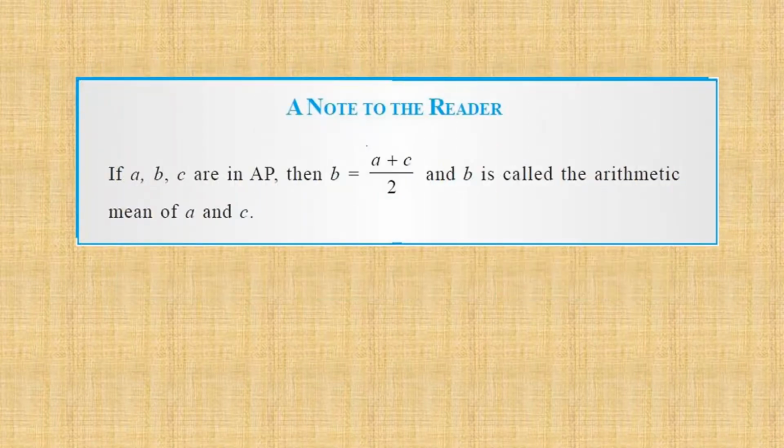Today we discussed that if A, B, and C are three consecutive terms of an arithmetic progression, we can write B is equal to (A plus C) by 2. That's the arithmetic mean of A and C.